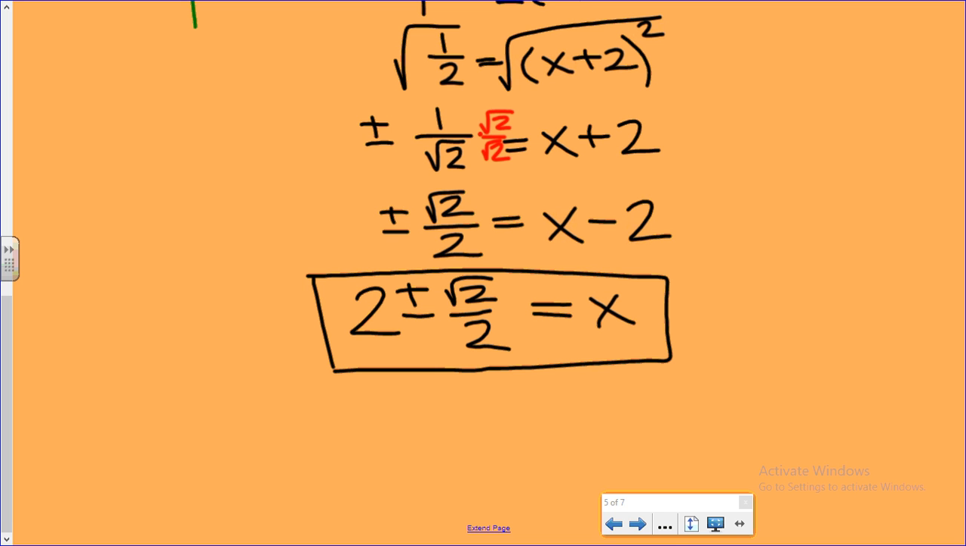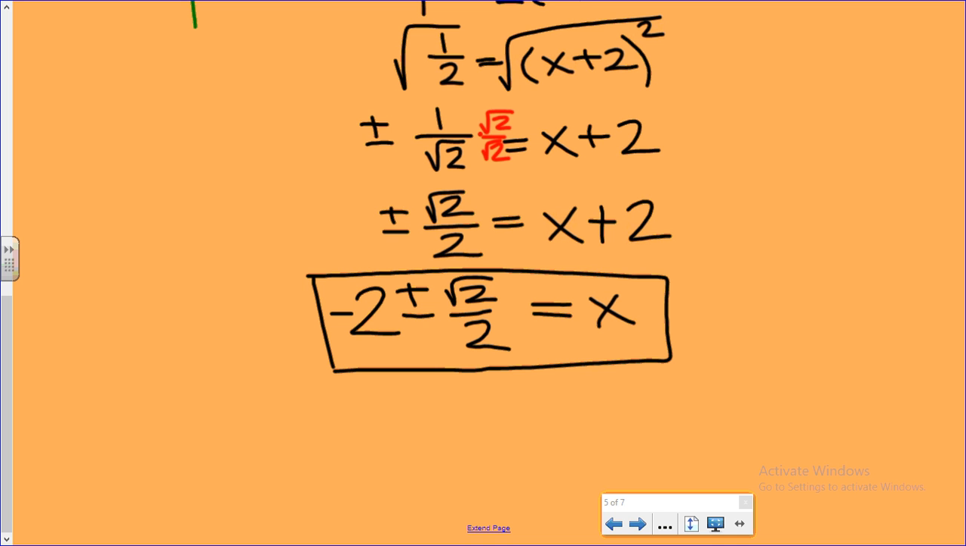Shouldn't it be minus 2? Oh, thank you. Yep. Copied it down wrong as I was trying to talk. Yep, so it's x plus 2, so we would have to subtract 2 to the other side. Thank you, Eli. Okay, so those would be your zeros.